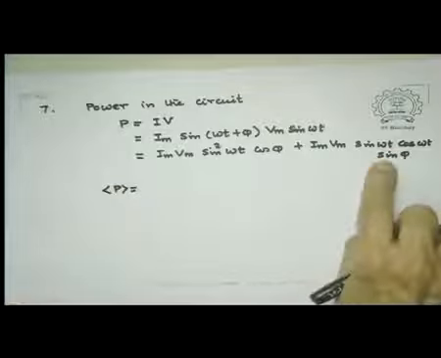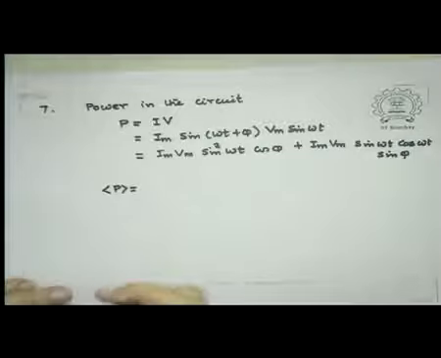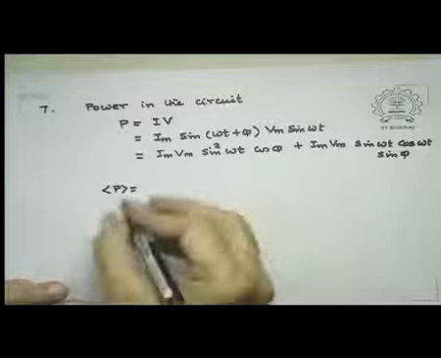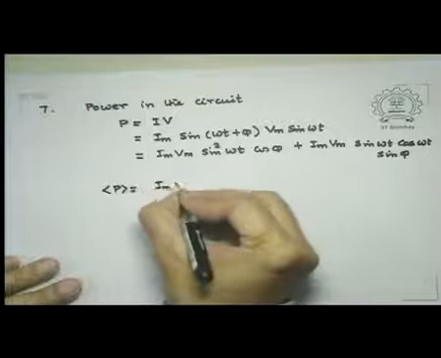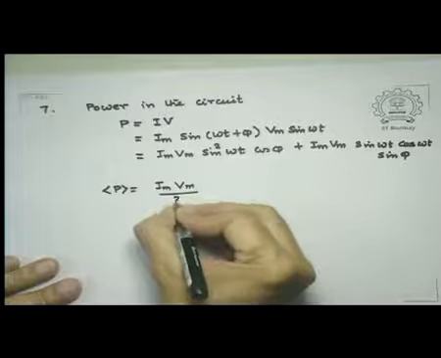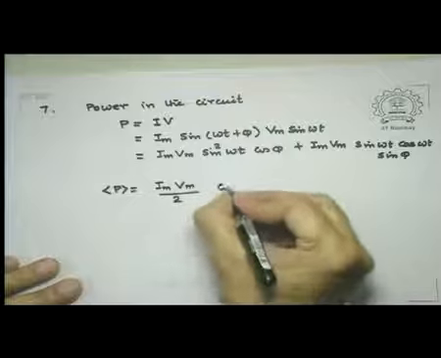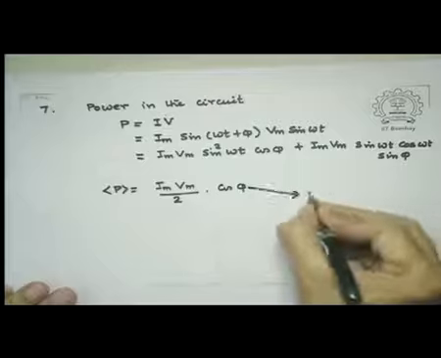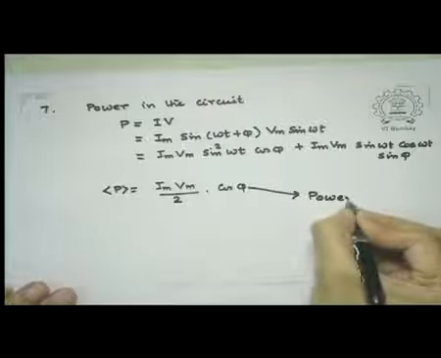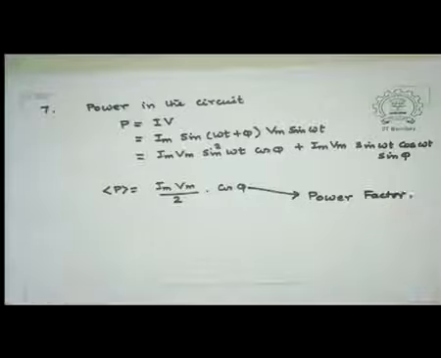then the second term vanishes, because this is essentially sine of 2 omega t, and we are left with only this term, which is Im Vm by 2, because sine square omega t has an average of 1 over 2, times cosine of phi, and this cosine of phi, we said, is the power factor of the circuit, which plays a very important role in transmission lines.